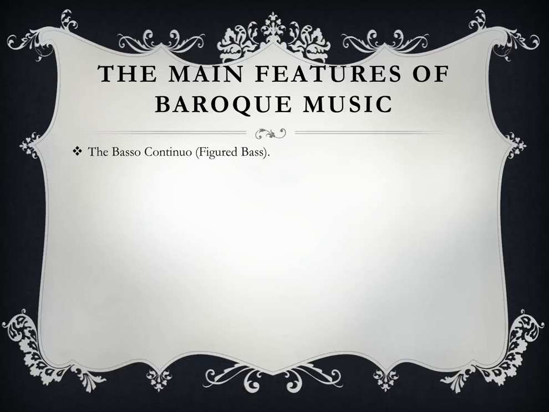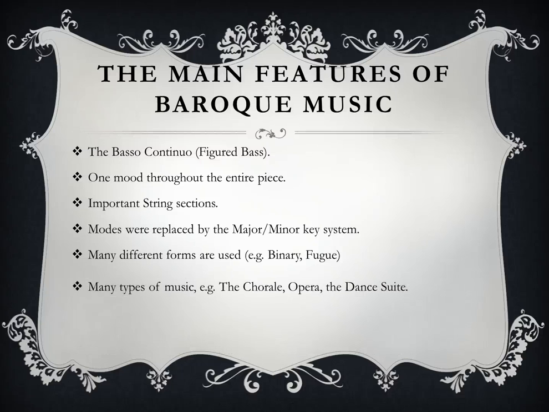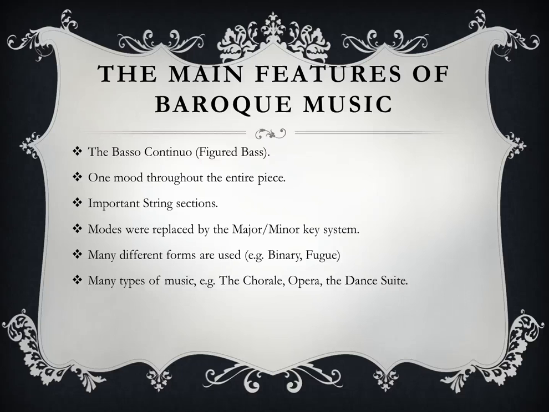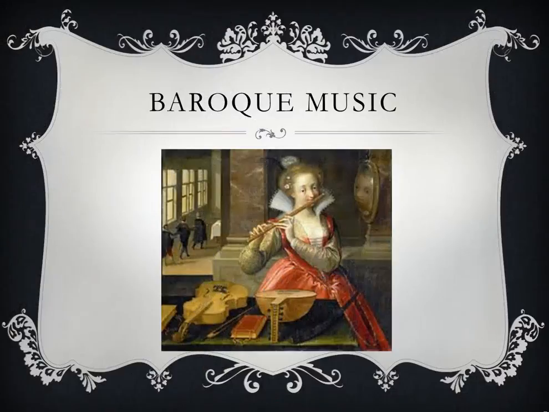So the main features of Baroque music are the basso continuo, which is the figured bass, one mood throughout the entire piece, important string sections, modes were replaced by the major or minor key system, many different forms are used, in other words binary, fugue, rondo, all those sorts of things, da capo al fine, many types of music, in other words the choral, the opera, the dance suite, and energetic rhythms which were exuberant, long melodies, lots of ornamentation, contrasts, and especially those things were in the dynamics, but also in tone colours. And that's the end.